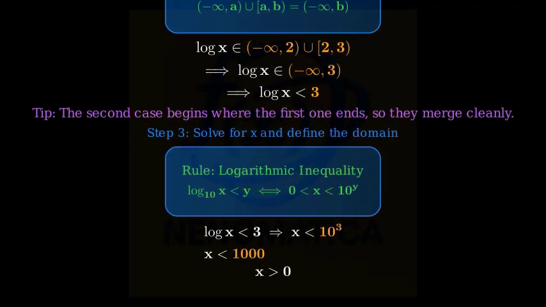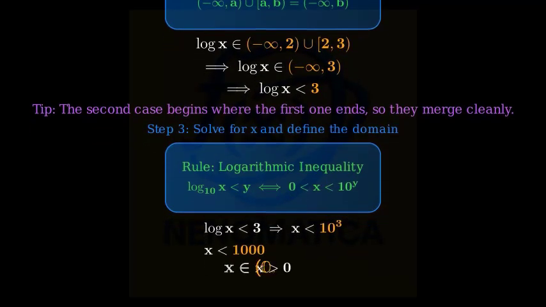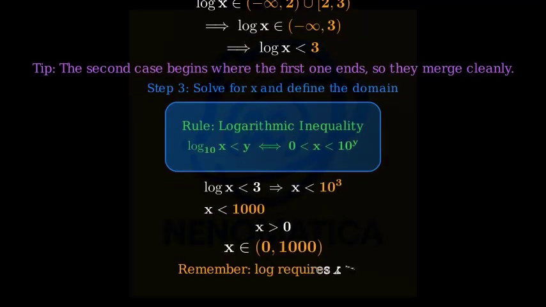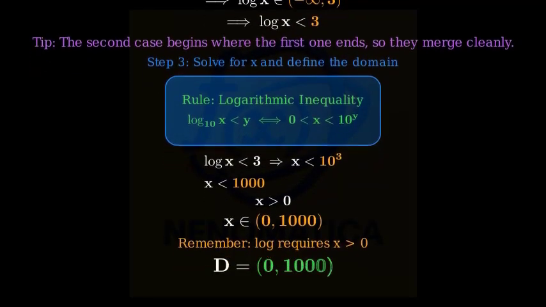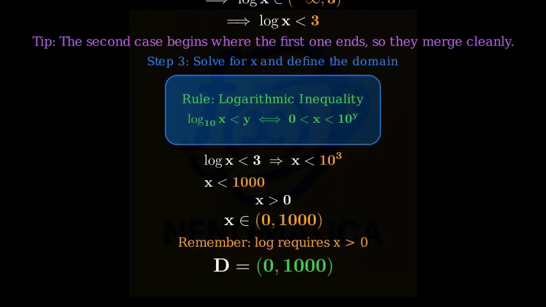And the domain requires x greater than 0. Combining both gives x in the open interval from 0 to 1,000. Final solution set. The set D equals the open interval from 0 to 1,000.